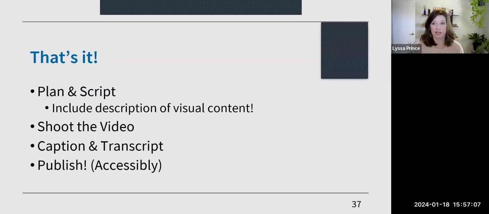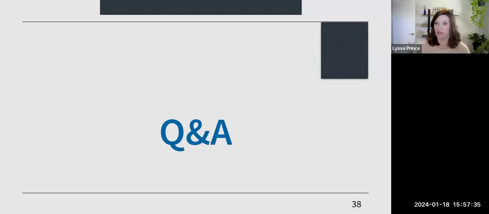So that's really it. We're thinking through planning and scripting. We are making sure at that time we're including that description of visual content and making a plan for whether we're doing it as an integrated audio description or as a separate audio description. We're going to shoot the video using those tips that I provided. Make sure you're captioning and transcripting and making sure those are accurate as possible. And then we're publishing and kind of checking our player to make sure it's accessible. And that kind of leads me to Q&A.